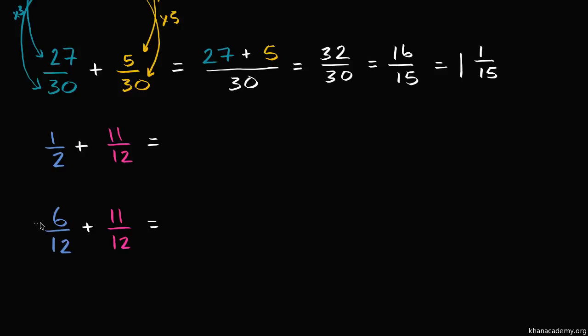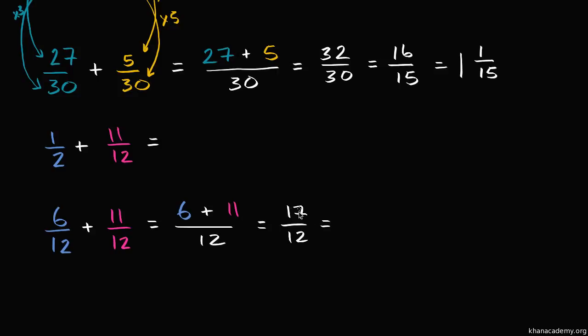So this is going to be equal to 6 plus 11 over 12. We have 6 twelfths plus 11 twelfths, which is 6 plus 11 over 12, which is equal to 17 twelfths.